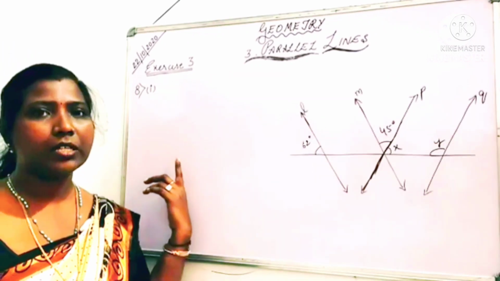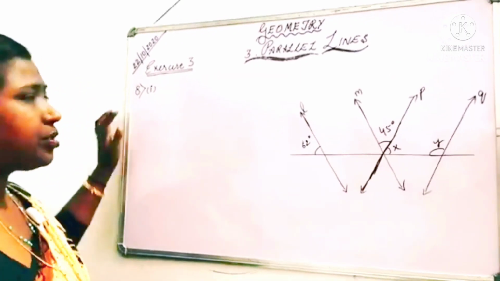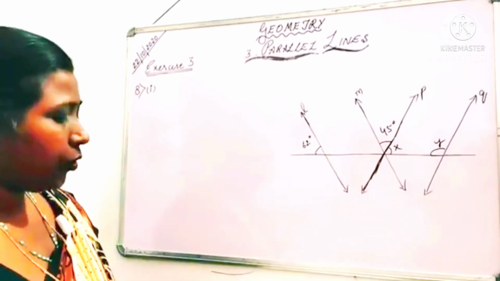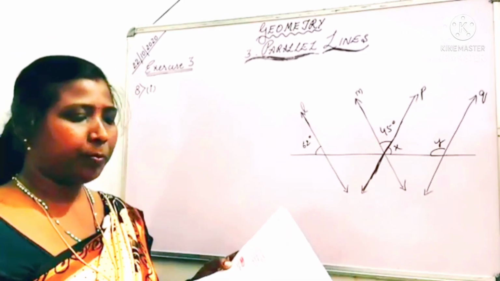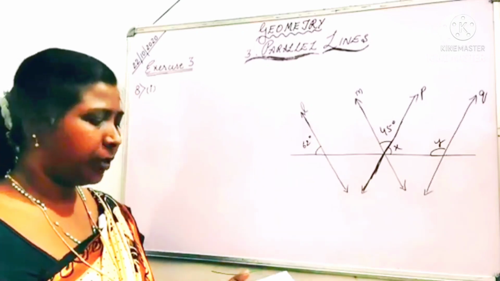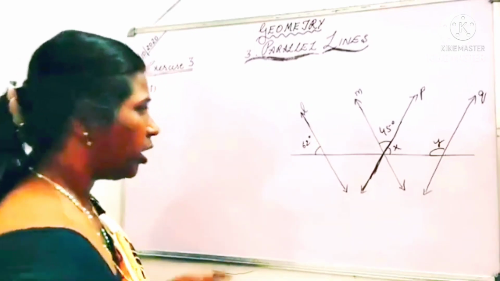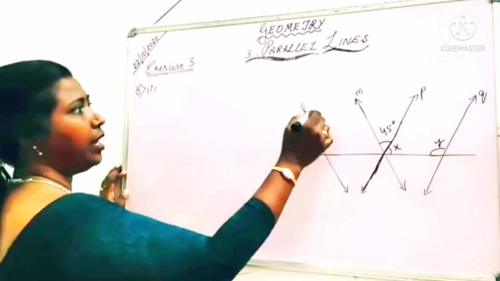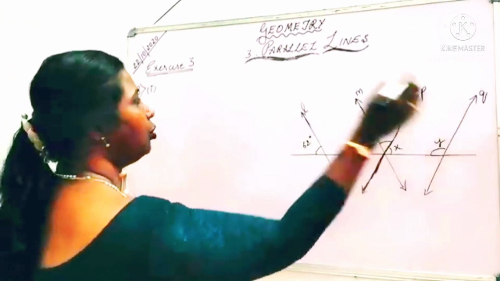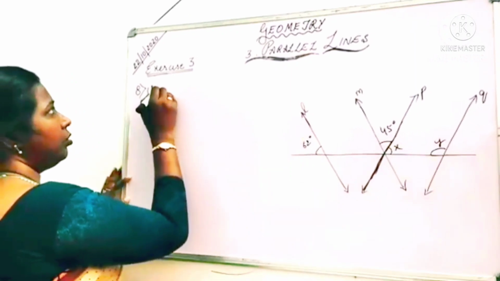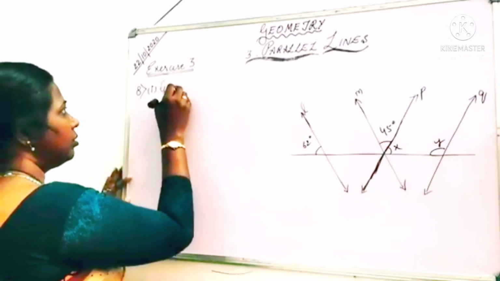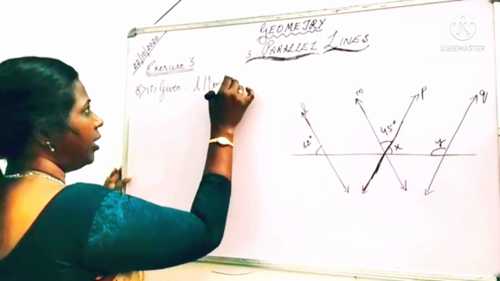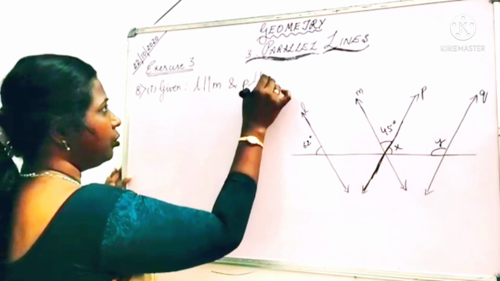Now we have the last question of this exercise. That is question number 8, the first part. In this, the question given is that L parallel to M and P parallel to Q. Here we have to find out the x and y value. So given is L parallel to M and P parallel to Q.